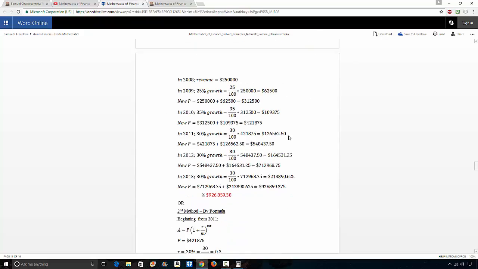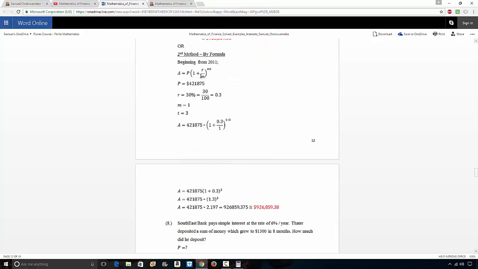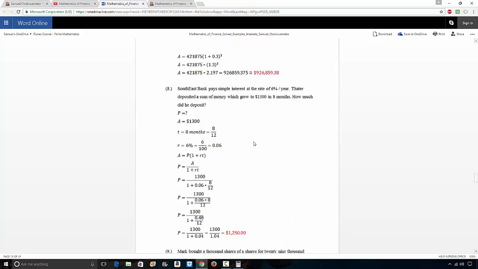This one is pretty much straightforward. You can do this one, and also you can also do this because we have done an example like this. So you can do this. Principle, doing this. Okay, let's do this one. Principle. And this one is Southeast Bank pays simple interest at the rate of 6% per year.